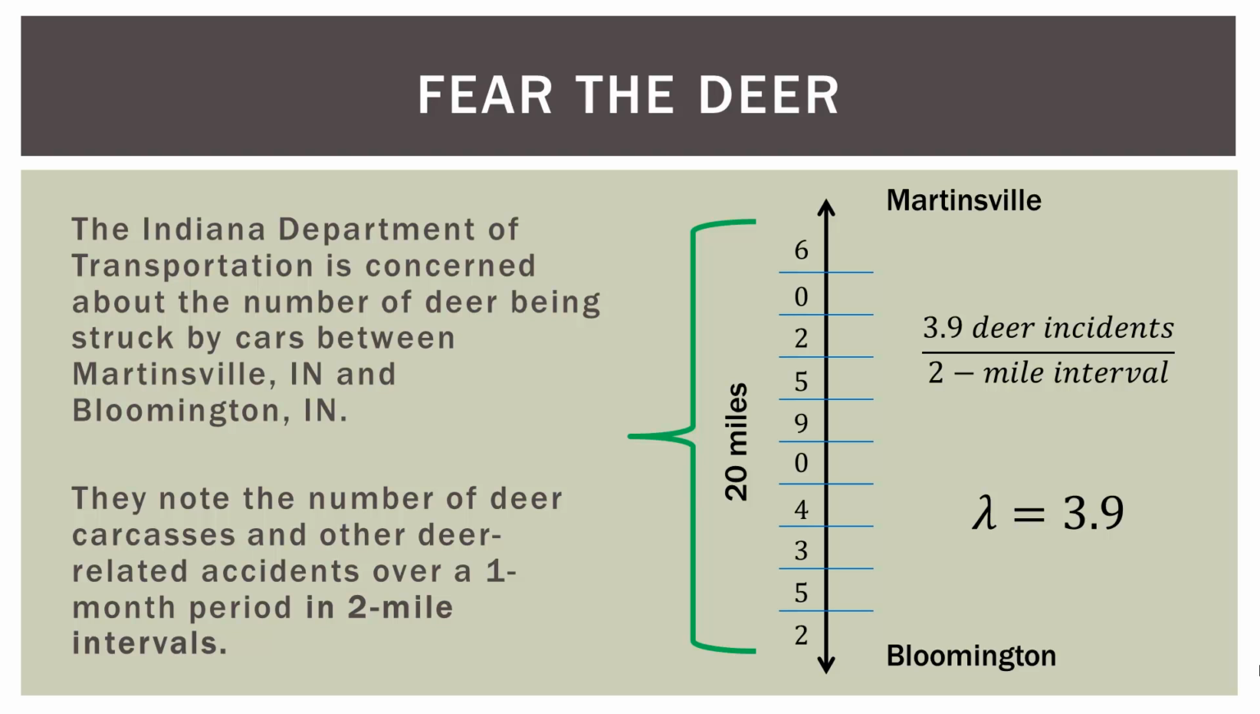And again, the range doesn't have to be from 0 to 2 miles, 2 miles to 4 miles, 4 miles to 6 miles, etc. It could be mile 5.2 to mile 7.2. It could be mile 11.3 to mile 13.3. Any 2-mile stretch of road, we would expect 3.9 deer incidents over the course of a month.